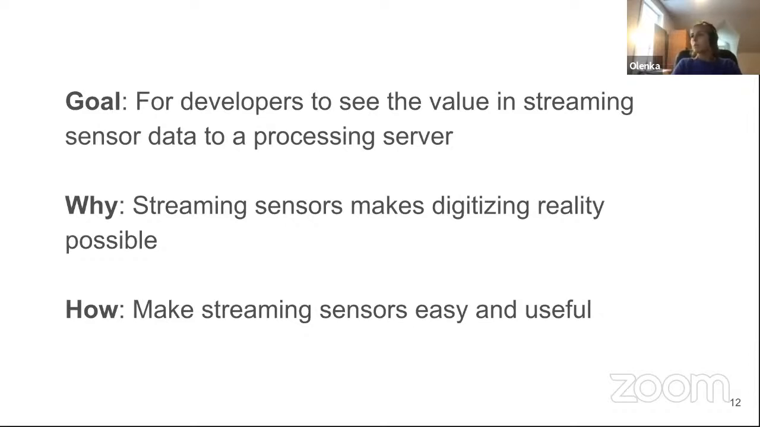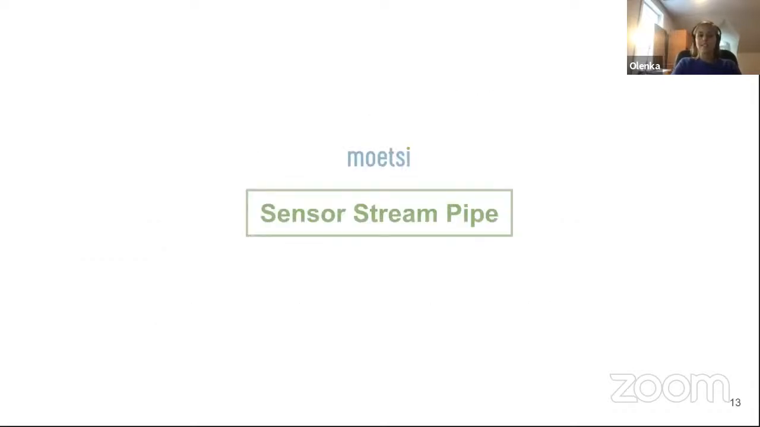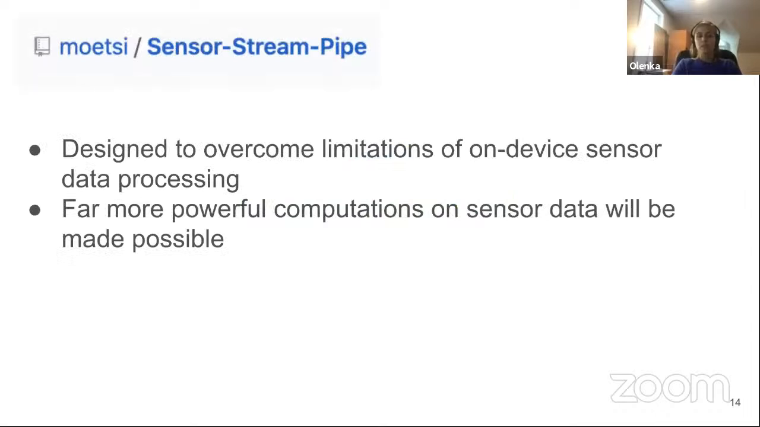So how do we get developers to want to do this? Well, to make it really easy and super useful. And that's why we released the Sensor Stream Pipe, the SSP. It's our first technology, and it's the first open source modular kit of parts that compresses, streams, and processes sensor data. The SSP, Moetsi's SSP, is designed to overcome the limitations of on-device sensor data processing. By taking data processing off the device, developers will be able to run far more powerful computations on their sensor data and build really awesome, badass mixed reality experiences.